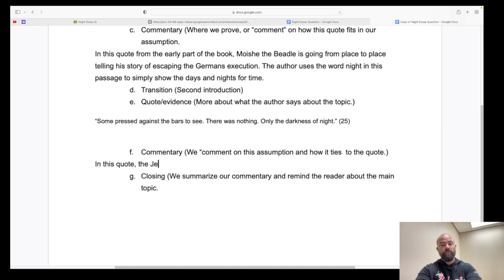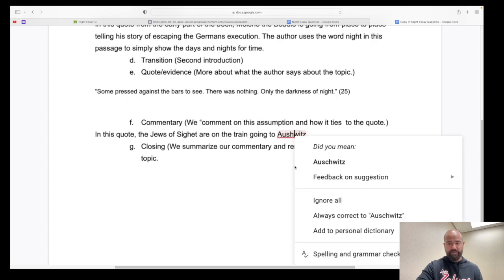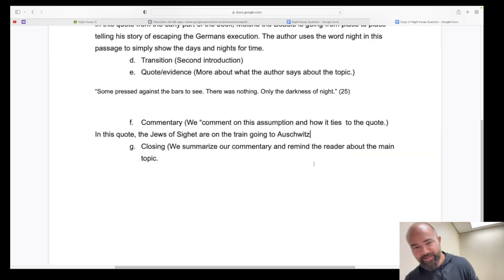the Jews of Sighet are on the train going to Auschwitz. Ooh, I spelled that right. Oh, no, I didn't. Dadgummit. See, I even spell stuff. There we go. I meant that. Okay? All right.